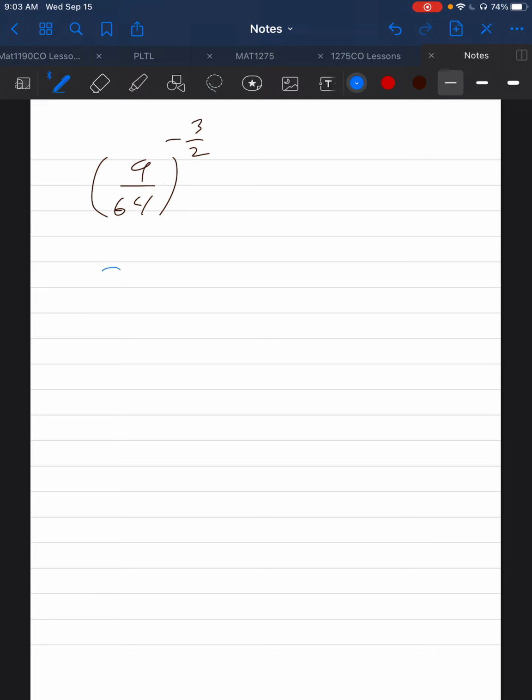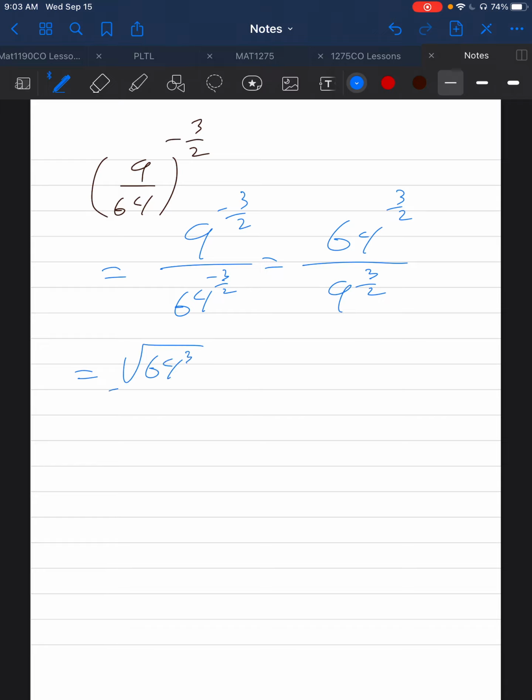So this is going to equal 9 to the negative 3 over 2, 64 to the negative 3 over 2. Now, since both of them have negatives, 64 to the 3 over 2 power and 9 to the 3 over 2 power, both of them get flipped. And now we can translate both of them as the square root of 64 to the third power over the square root of 9 to the third power.